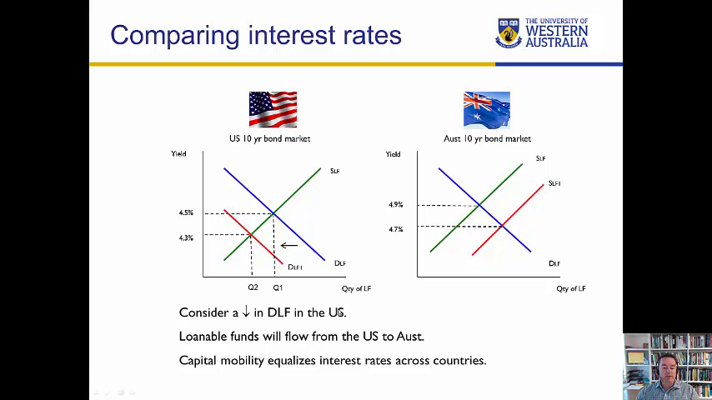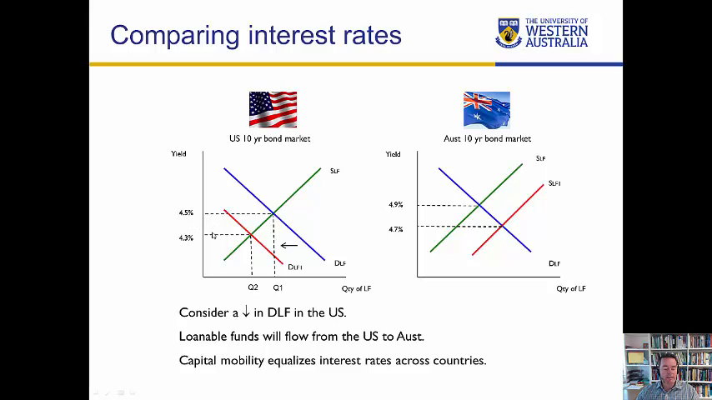Then let's assume that there is a decrease in the demand for loanable funds in the United States. So the demand curve for loanable funds shifts to the left. Now, what could cause that? A decrease in the demand for loanable funds. That is typically companies undertaking less investment. Companies are the ones who demand loanable funds, or it could be the government, but there is less either investment spending or less government spending occurring in the United States. That decreases the demand for loanable funds.